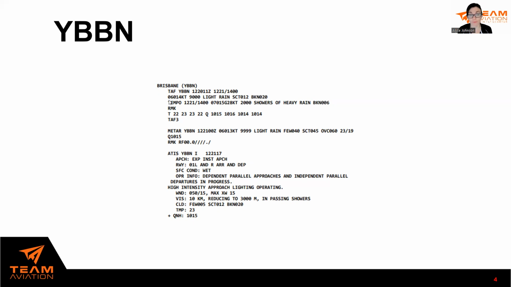The wind is coming from 060 degrees at 14 knots. Once again, the visibility of 9,000 meters with light rain, scattered cloud at 1,200 feet, so 3 to 4 octas at 1,200 feet, and then another layer of broken cloud, 5 to 7 octas at 2,000 feet.